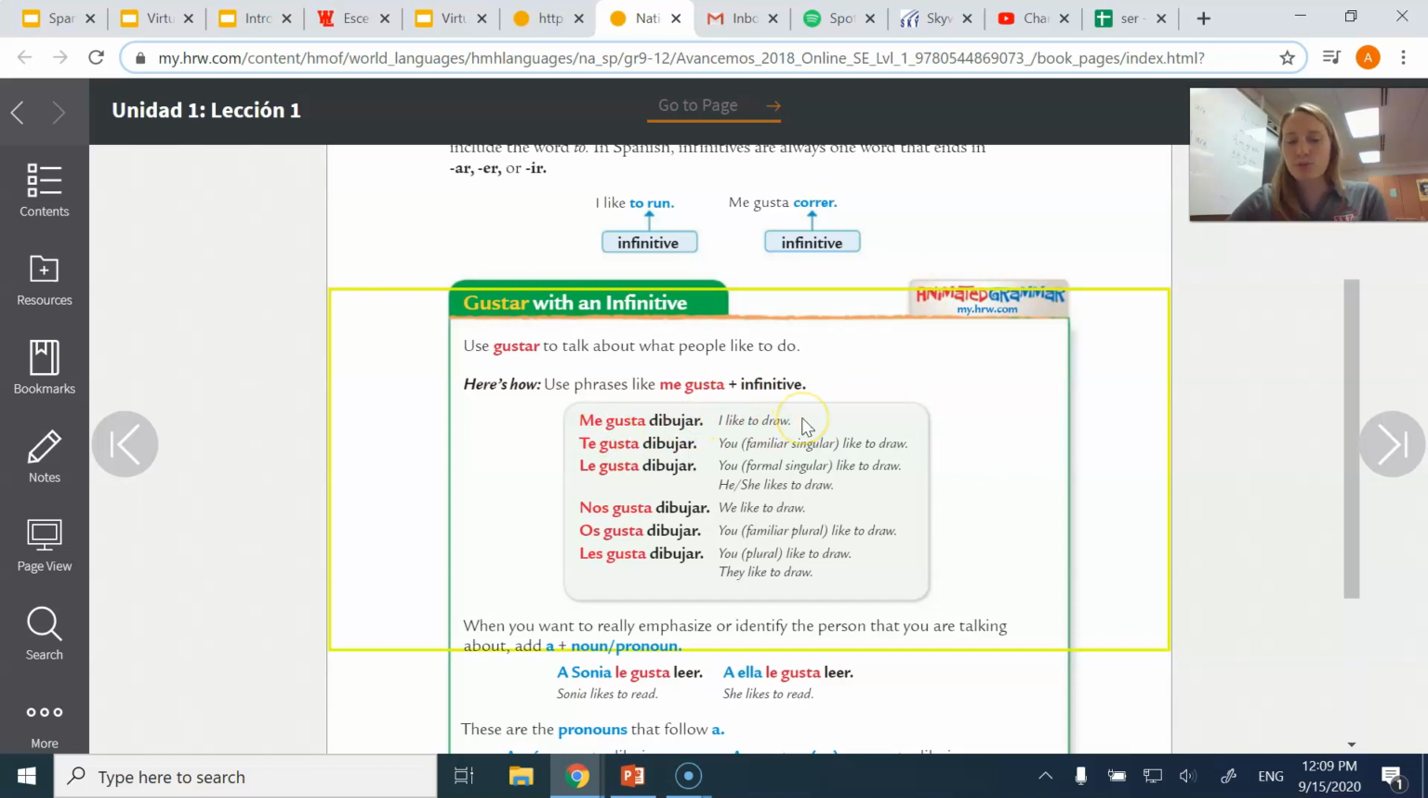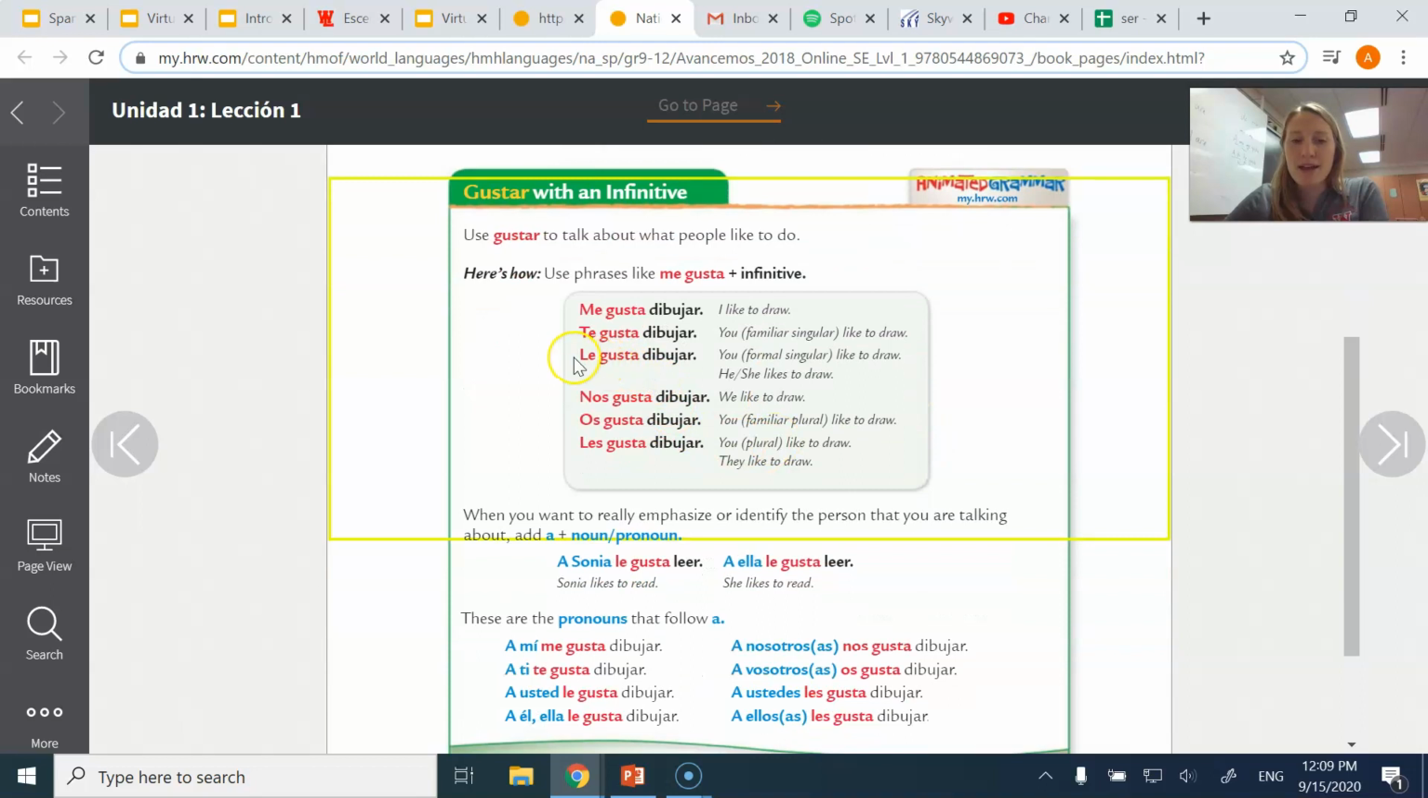I like to draw. We've already learned that, right? Te gusta dibujar. You like to draw. However, we have le gusta. Now this is talking about you formal in the singular.